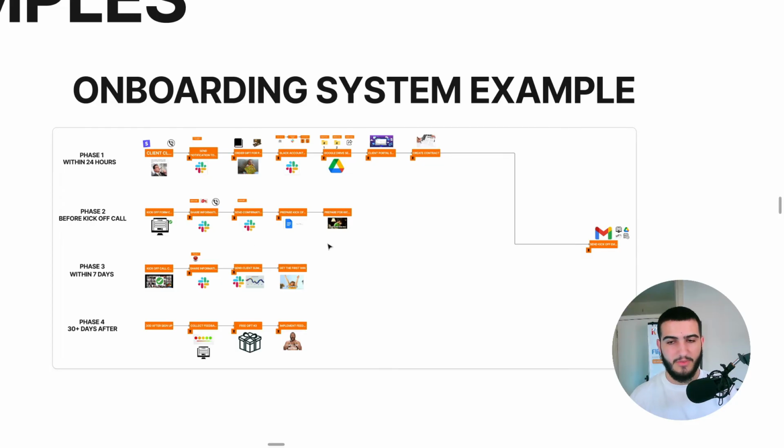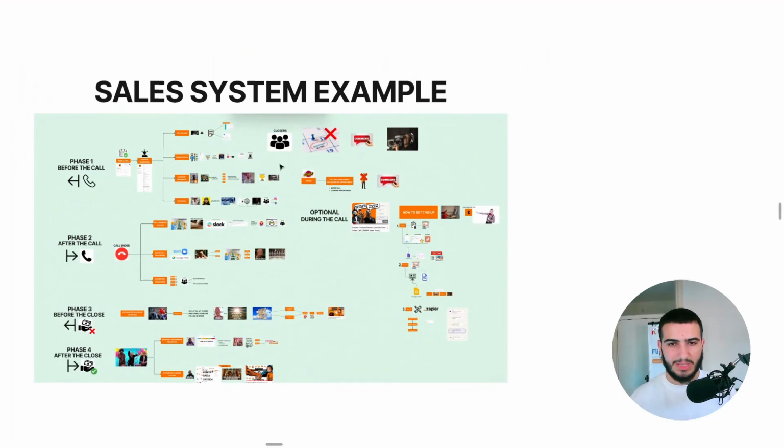Then it just gets very, very messy because you don't have a clear idea of where the client is, especially at scale when you're onboarding, let's say, 50 people a month.